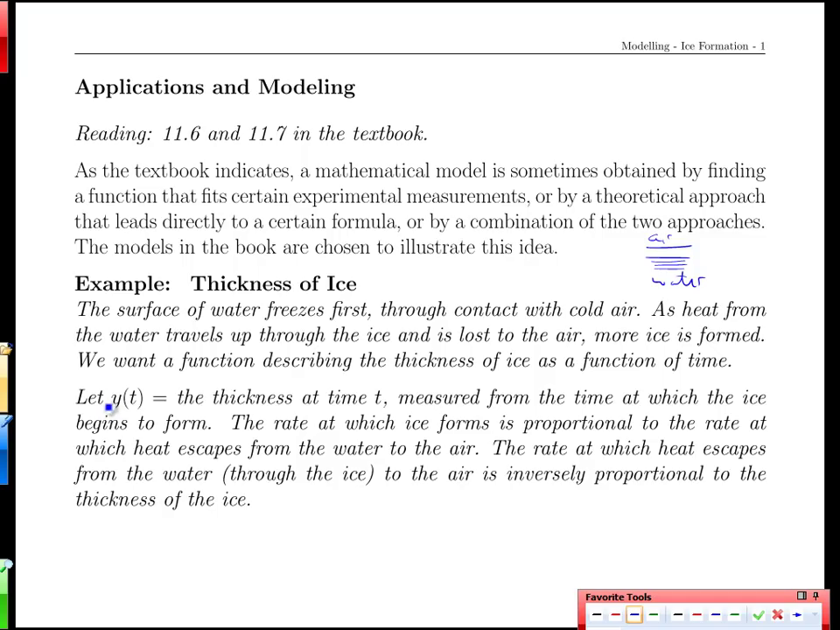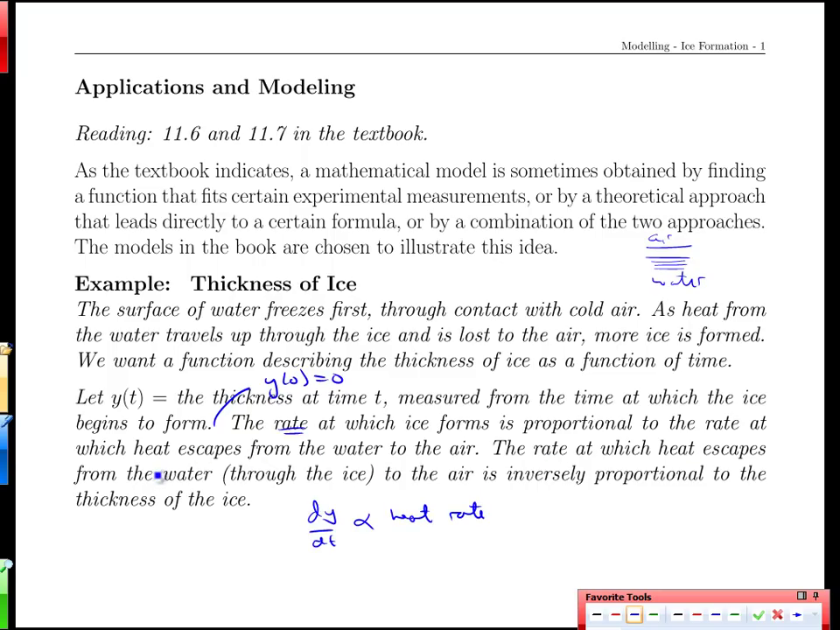Looking at the details now, if we let y of t be the thickness of the ice at time t, we're going to start measuring from the time at which the ice begins to form, which gives us an initial condition. At time 0 there's no ice, but it's going to grow from there. The rate at which the ice forms, rate being derivatives, is proportional to the rate at which heat escapes from the water. So we've got dy/dt, the rate at which ice forms, is proportional to the heat rate.